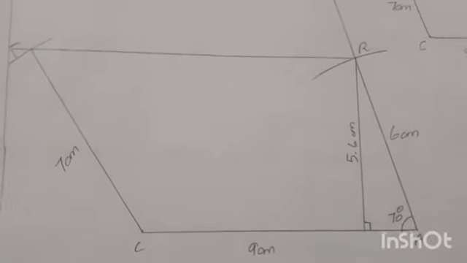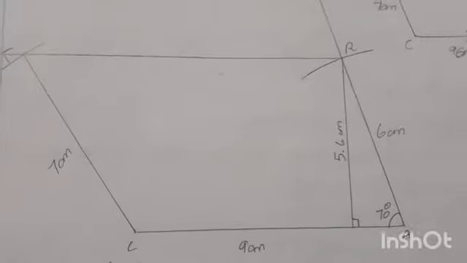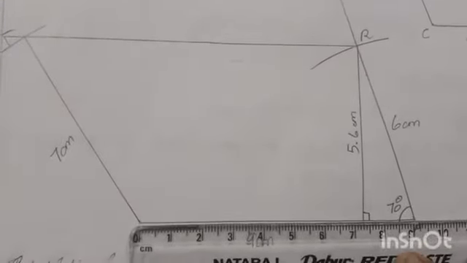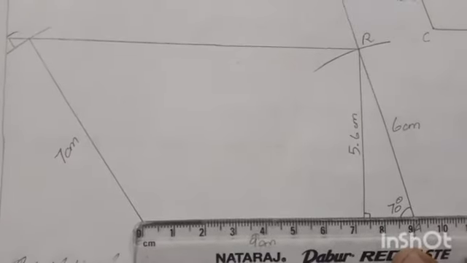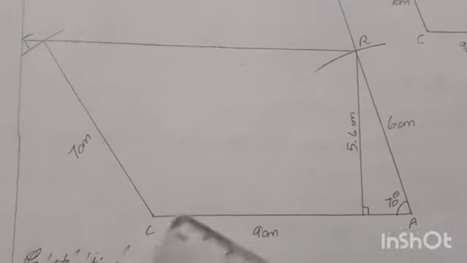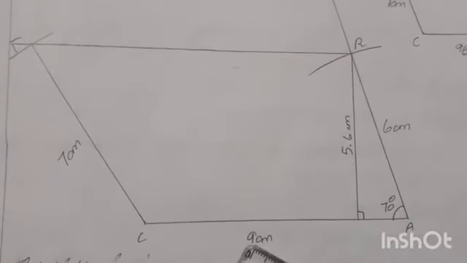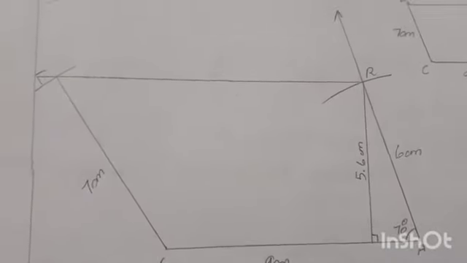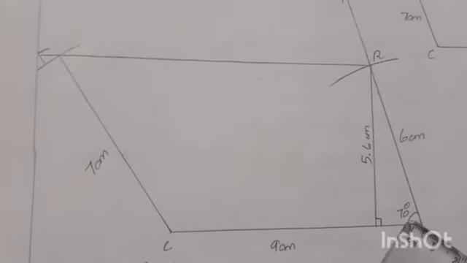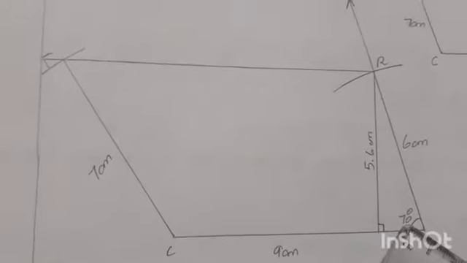Now the fair diagram. First you have to draw the line segment CA equal to 9 cm. Draw one line segment for 9 cm. Then when an angle is given, first we have to complete that angle. After completing the baseline, we have to measure 70 degrees.